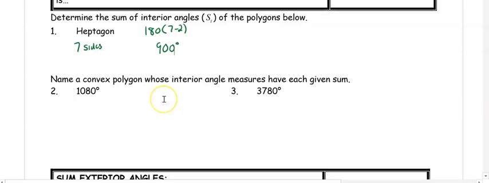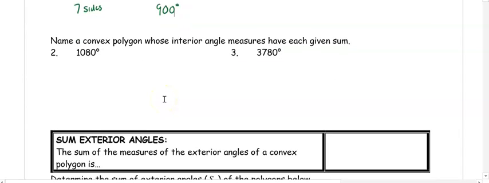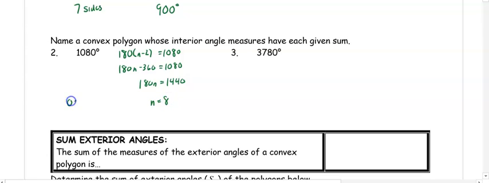Name the convex polygon that has the sum of interior angles 1080. Now we have the sum, we need to find the number of angles. So 180 times (n minus 2) equals 1080. We can distribute the 180 and add 360 to both sides. So 180n is equal to 1440. We can divide both sides by 180, so n is 8. A shape with 8 sides is an octagon.